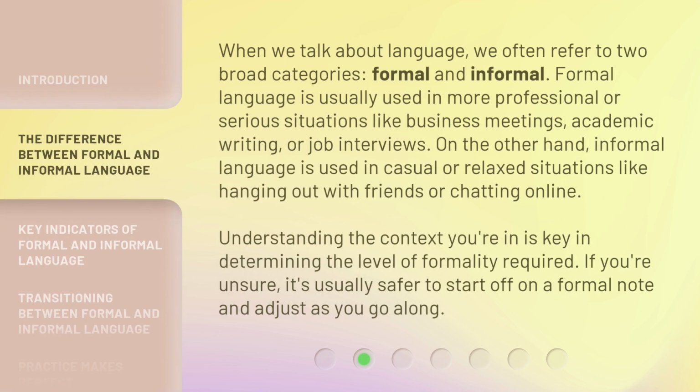When we talk about language, we often refer to two broad categories: formal and informal. Formal language is usually used in more professional or serious situations like business meetings, academic writing, or job interviews. On the other hand, informal language is used in casual or relaxed situations like hanging out with friends or chatting online. Understanding the context you're in is key in determining the level of formality required. If you're unsure, it's usually safer to start off on a formal note and adjust as you go along.